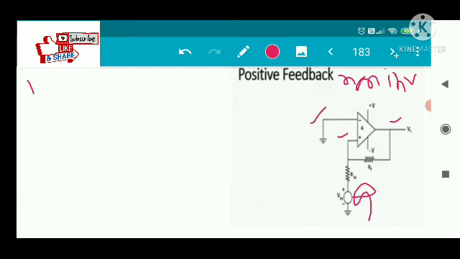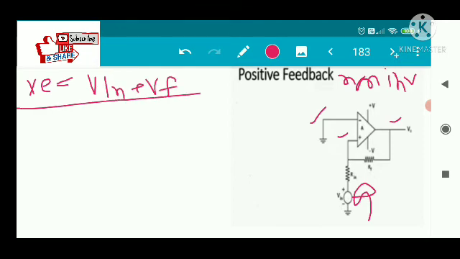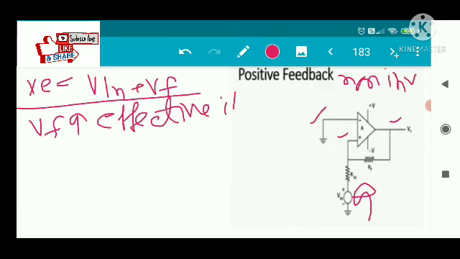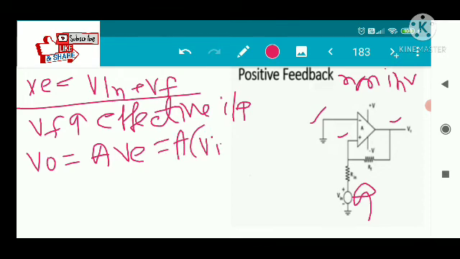Okay, now here the error signal. What is the error signal? Error signal is going to be V in plus Vf. Unlike the previous case, where it is V in minus Vf. So Vf actually increases the effective input. The effective input or the error voltage is going to increase. It is also called regenerative feedback. So V0 equal to forward path gain into V. So V is nothing but V in plus Vf.